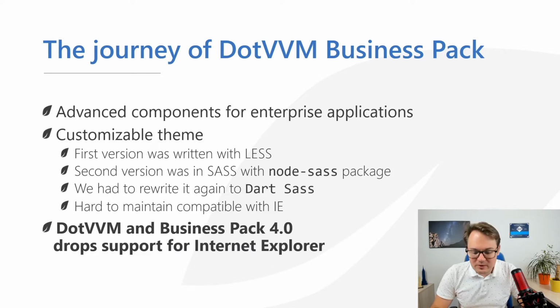So what is Business Pack? Business Pack is basically a library with more advanced components. The DotVVM framework contains quite a lot of components, but if you want to build a large enterprise application with hundreds of pages, complicated forms, then Business Pack contains more advanced controls. For example, tree view, there are a lot of pickers for dates or for some smarter combo boxes or drop-down lists and tab control, a lot of other things.